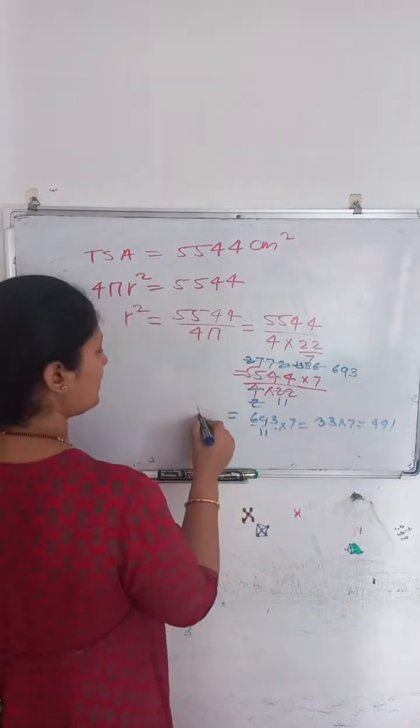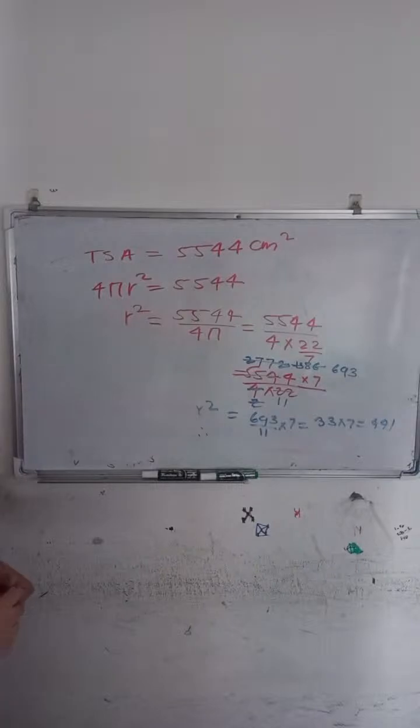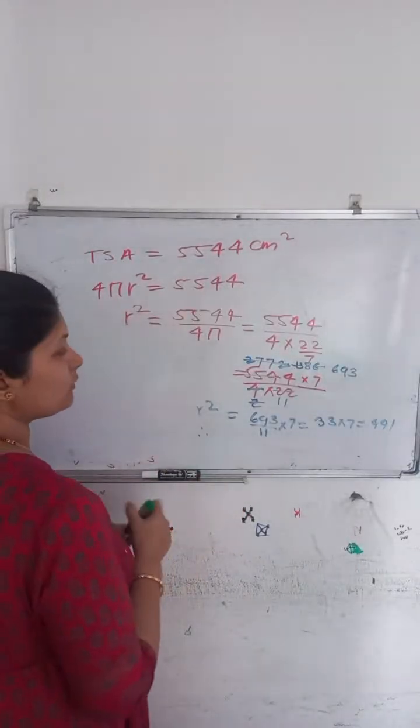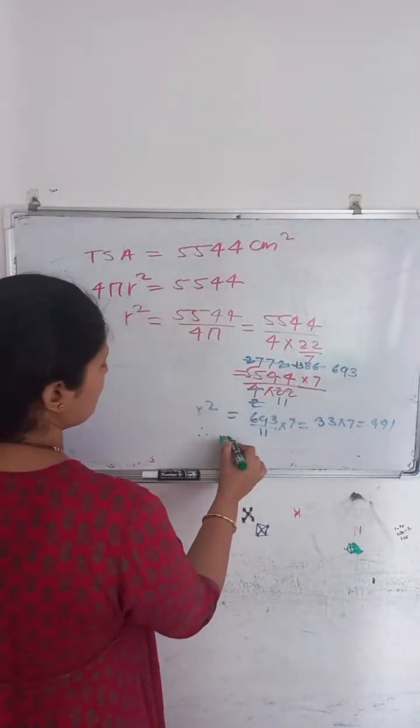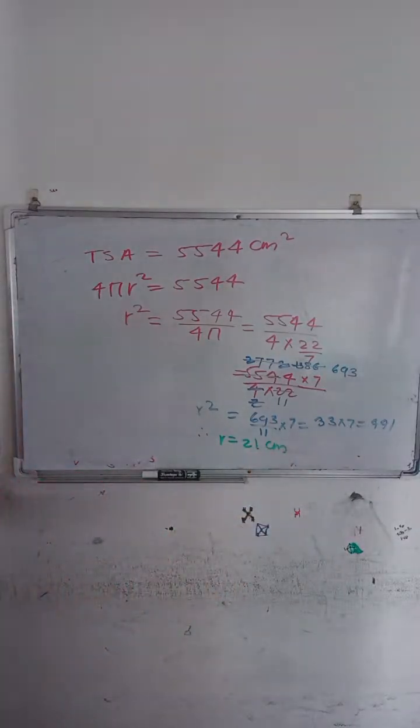And this is what I got, r square, but I am not interested in r square. I want r, and we know that the square root of 441 is nothing but what? Your answer is 21 centimeter. So here the radius you will get is 21 centimeter. This is a 2-mark question, very important. And whatever formulas I gave at the beginning of this session, they are very important.